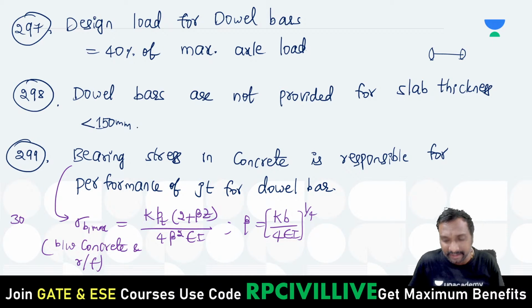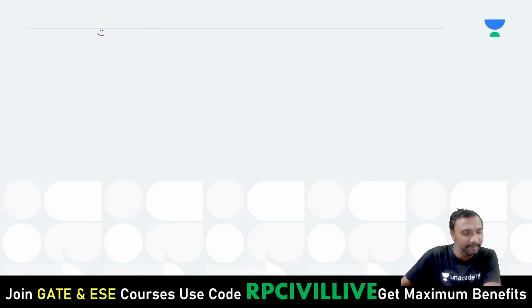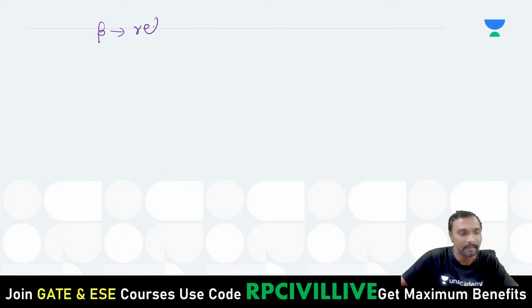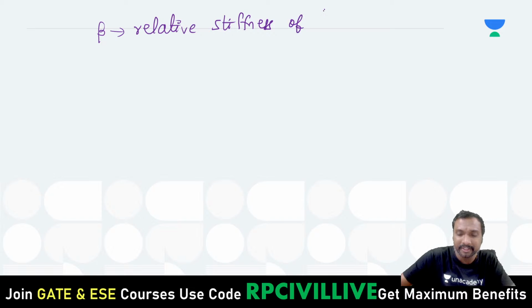Now what is the meaning of this beta? Beta is nothing but the relative stiffness of the bar embedded in concrete. How do you calculate it? Like this: K_B by 4EI. It is the relative stiffness of the bar embedded in concrete.